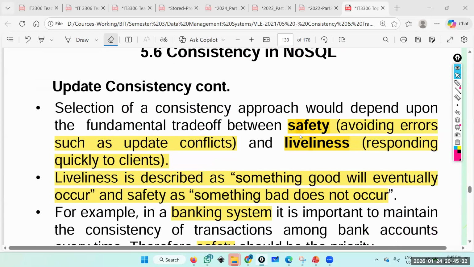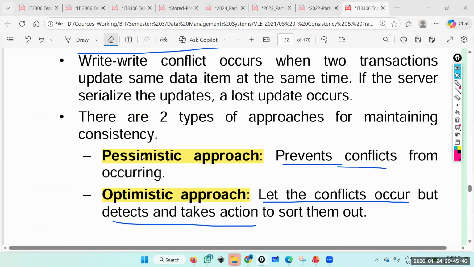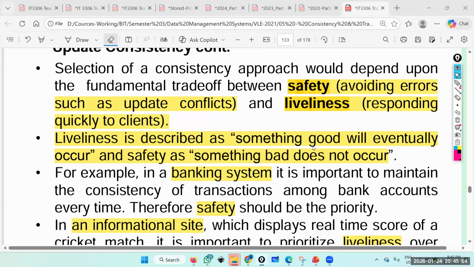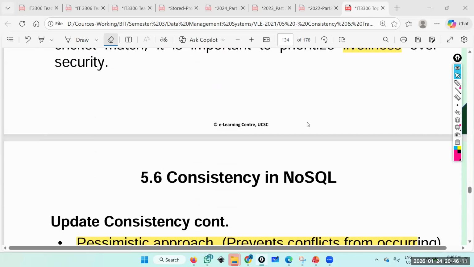Right. So if you try to prevent, you call it safety, right? But if you let issues happen and then quickly respond, this is called liveliness. It's the same as pessimistic versus optimistic. So this is pessimistic, this is optimistic. Okay. So optimistic means you think conflicts are very rare, but if it happens, I will handle it. Okay.